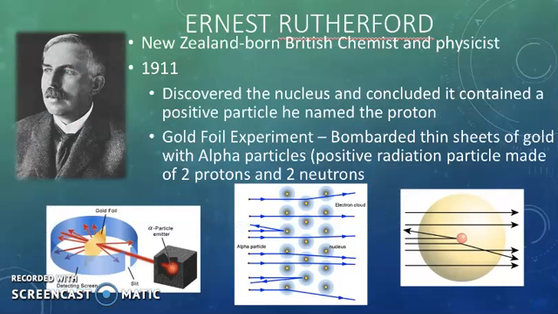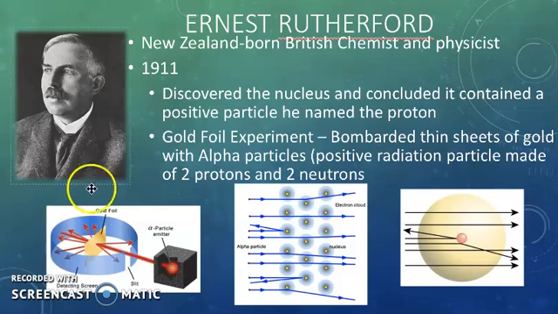We have Ernest Rutherford next. He was a New Zealand-born British chemist and physicist. In 1911, he discovered the nucleus and concluded that it contained a positive particle, which he named the proton. We already know that Goldstein found the positive particle. He realized that there were positive particles in the atom, but he didn't name them. Rutherford named them the proton, and Rutherford also discovered that they were only in the nucleus. There were no positively charged particles floating around anywhere else.